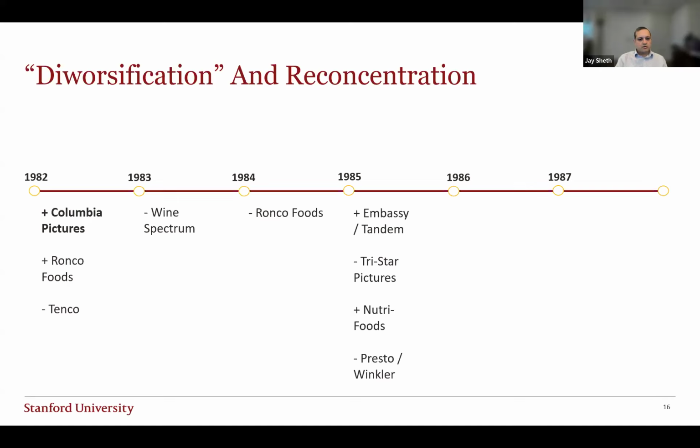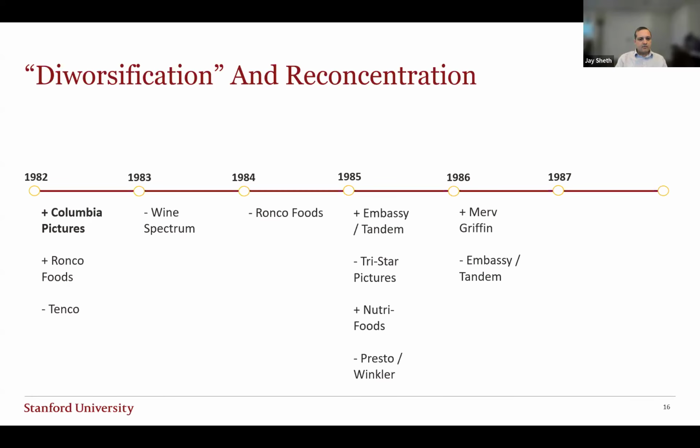They spun off a company called TriStar Pictures. You probably know the name Columbia TriStar today. You'll see why it's called Columbia TriStar. They bought a company called NutriFoods, which makes juice-based frozen desserts, and then they sold a business called Presto Winkler, which was basically making plastic products like utensils and things like that.